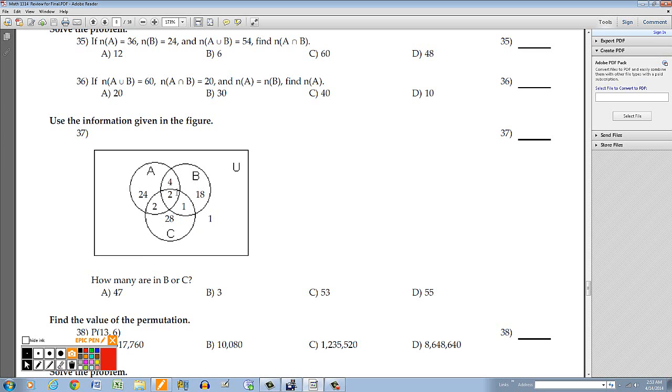So basically all you can do is just add them up. 4 plus 2 plus 1 plus 18 plus 2 plus 28. That'll come out to 55. 4 plus 2 plus 1 plus 18 plus 28 and 2. 55. Answer to 37 is D.